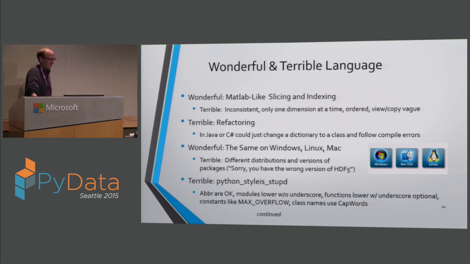So I'm stealing this from a book, but not about programming languages. I think Python is a wonderful, terrible language. So it's wonderful because it has these MATLAB-like slicing and indexing things that we saw PySnpTools adopt. But that works for matrices, and it works great. Except it's inconsistent.